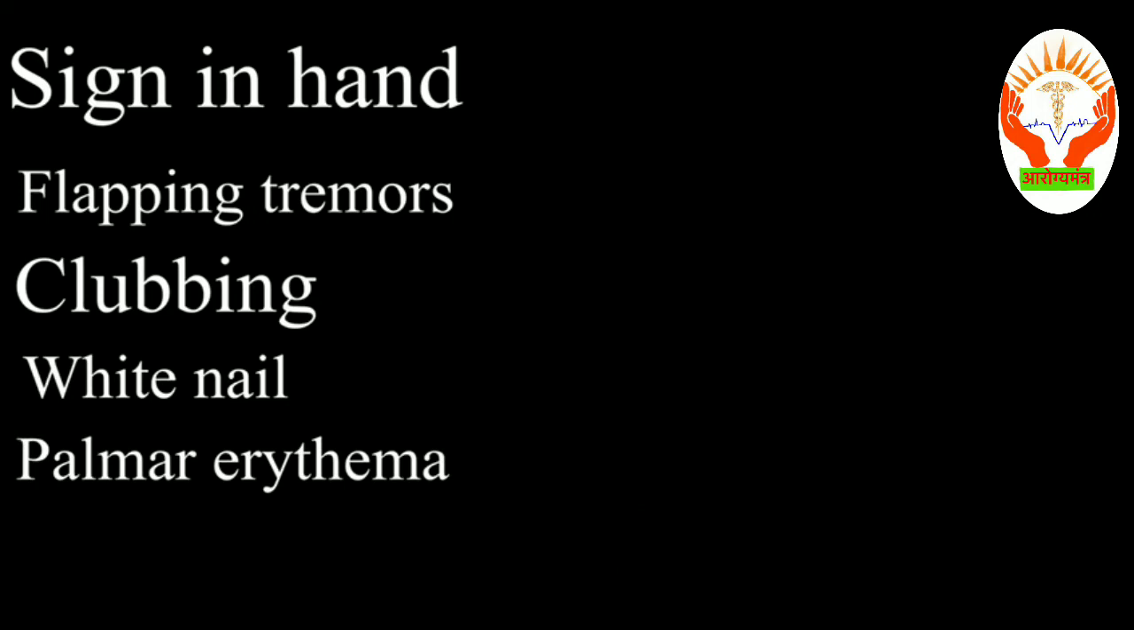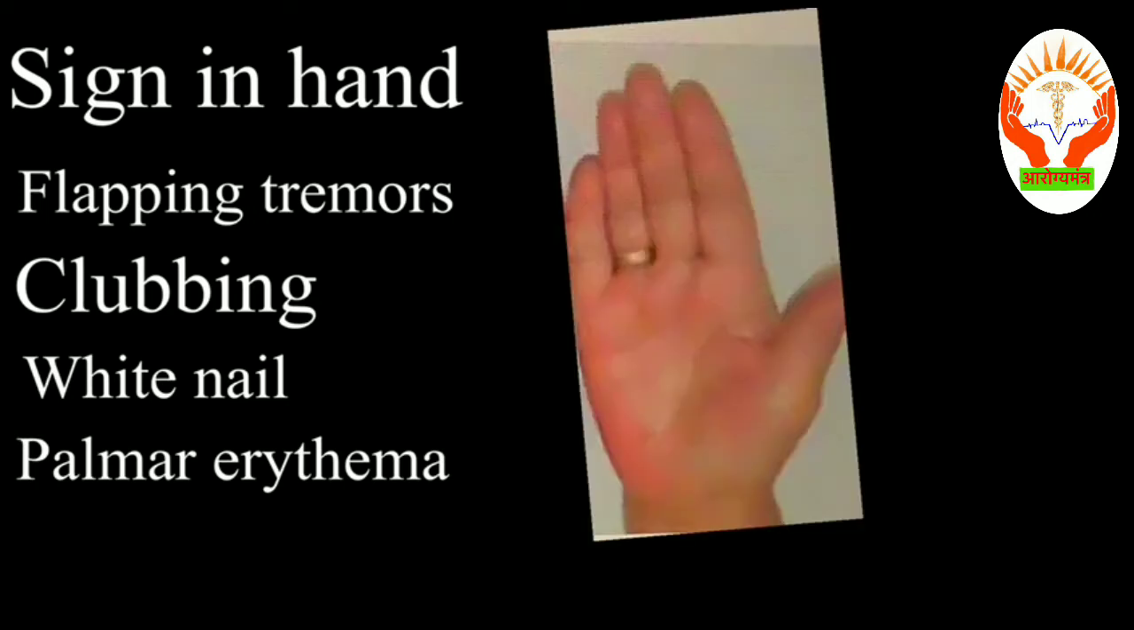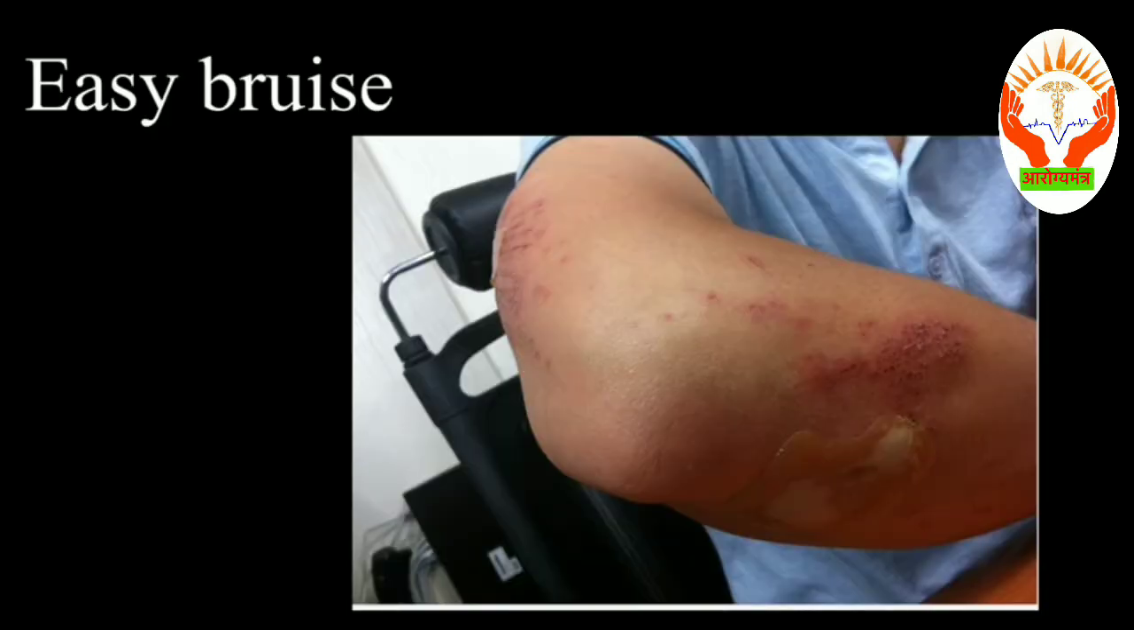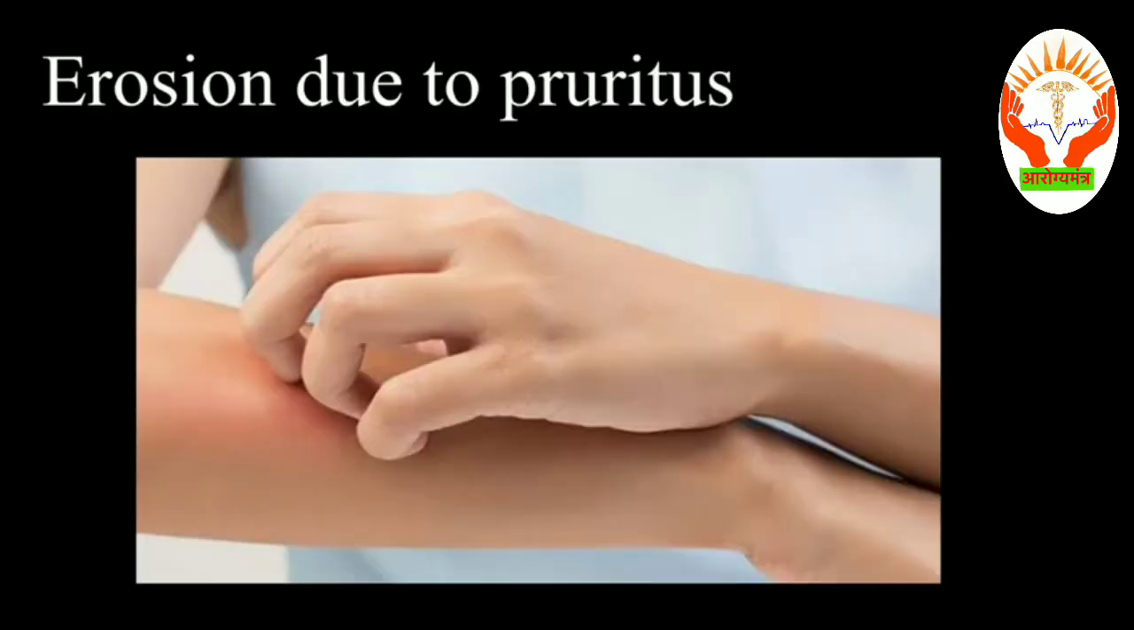After seeing the palm of the patient, we come to know that the patient's palm is slightly reddish. It is called palmar erythema, and some patients show Dupuytren contracture. If we observe the body of the patient, we see lots of bruises on the patient's body, and erosions on the patient's body due to pruritus, which is caused by elevated bile acid.